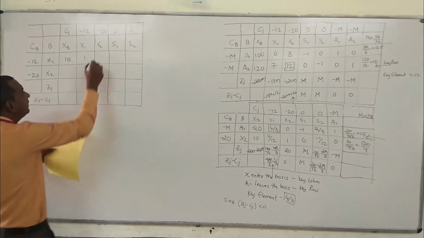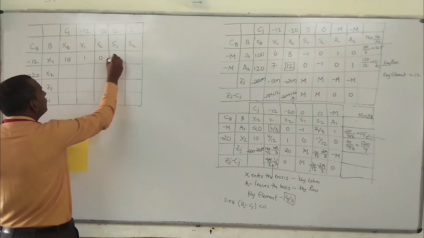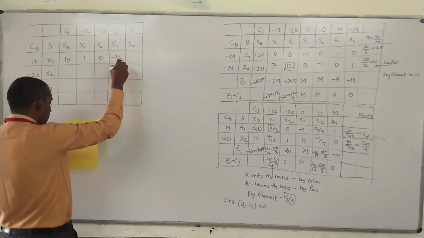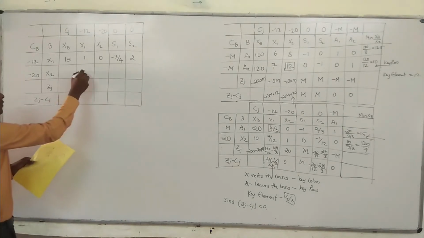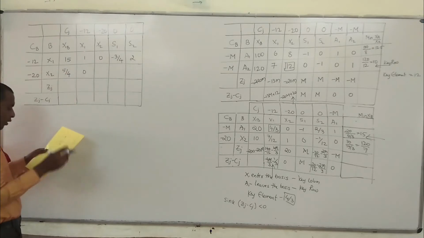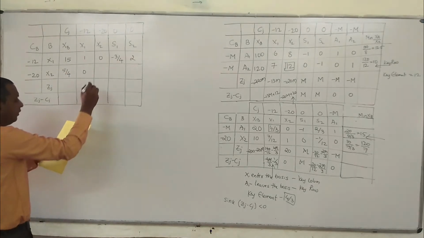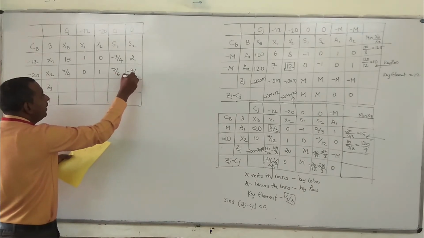So the answer is 15 here. Then followed by this is 0. Then it is minus 3 by 4 we got. Then followed by 2 we got. Fine. These are the answers. And this is 0, followed by the new answer we got, 5 by 4. Then we got 1. Then 7 by 6, minus 3 by 8.